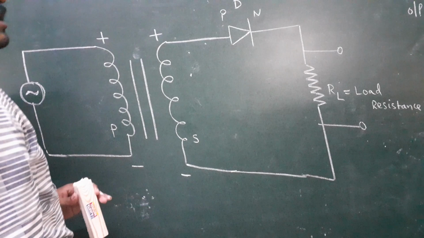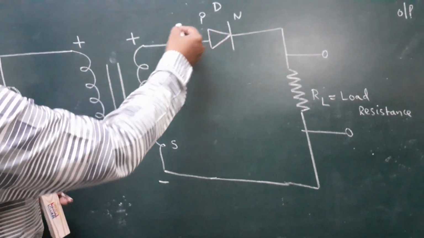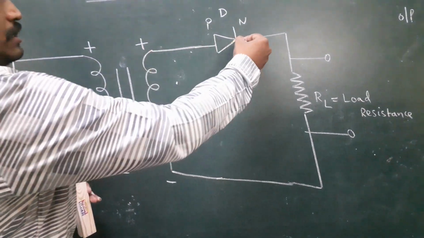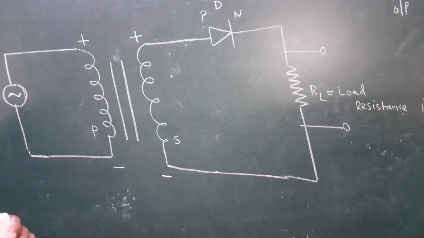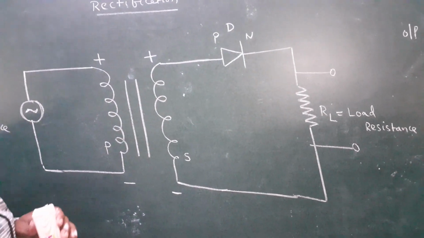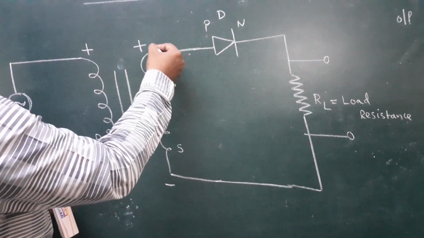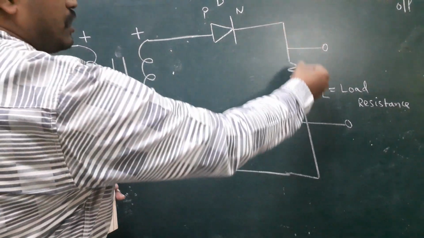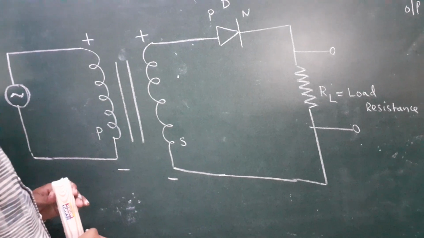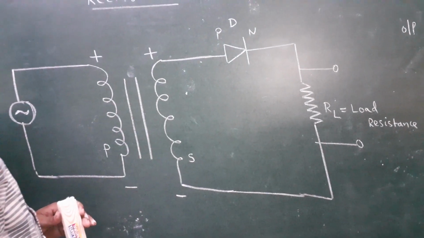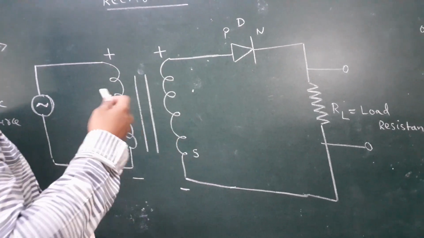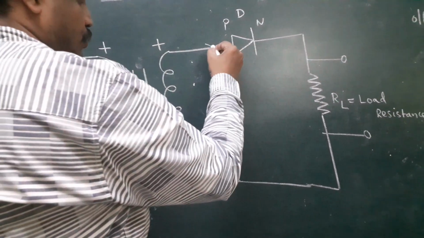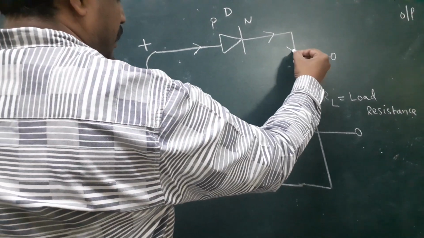Look at the diagram. Here P is connected to positive and N is connected to negative. What bias is this? Forward bias. Once again look here: P is connected to positive, N is connected to negative. This bias is said to be a forward bias. The diode in forward bias allows the current.